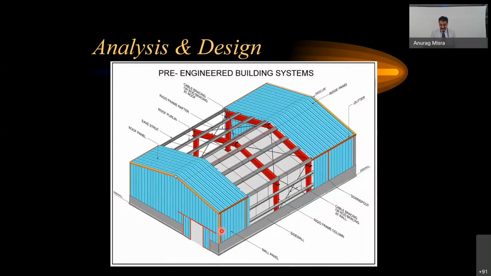You can see here that these are the main frames where you have a rafter, column, the different frames. So you provide them at certain intervals, and then you have the purlins going, then eave strut, and then you provide some girts on the columns also for support of the sheeting.